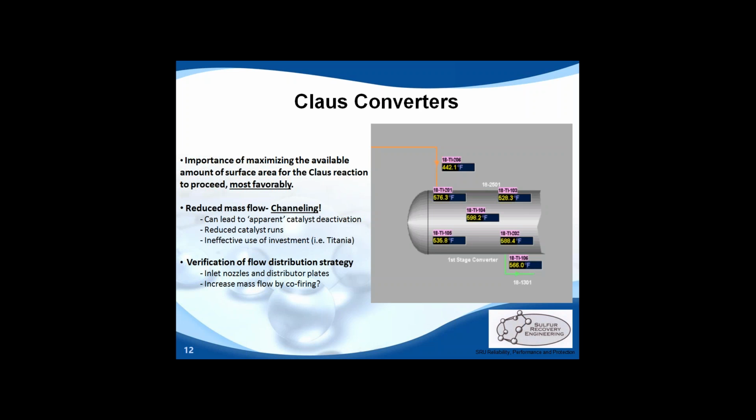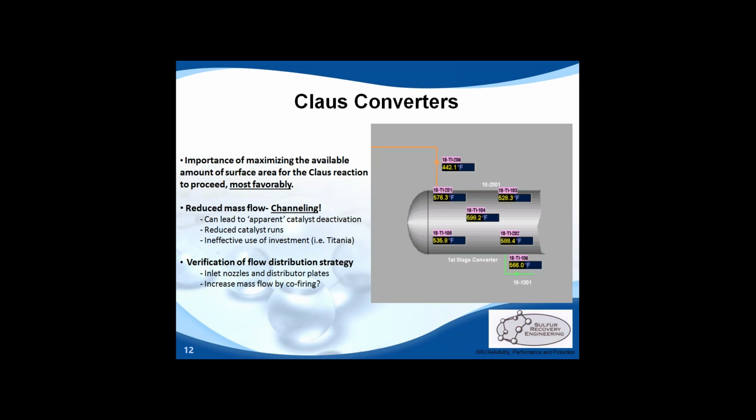As a result, the lifespan of that catalyst investment will be reduced. And again, ineffective use of investment, i.e. if we had titanium catalyst in place. Titanium catalyst is more effective at the rehydrolysis of COS and CS2 back to H2S in the first reactor compared to alumina catalyst. And as you can imagine, as a result, titanium catalyst costs more money.